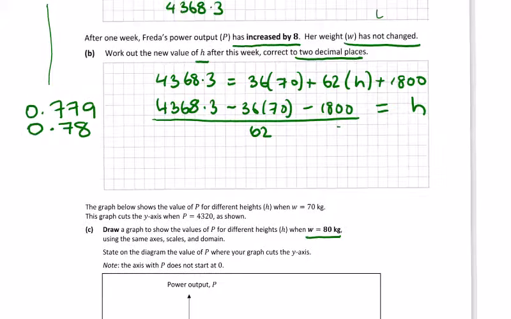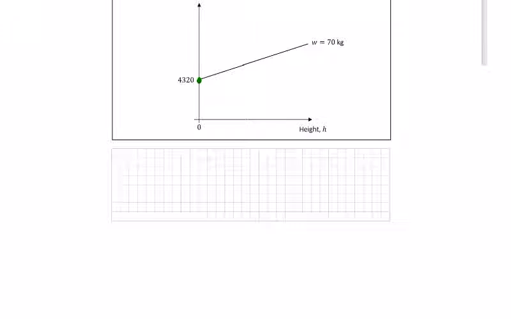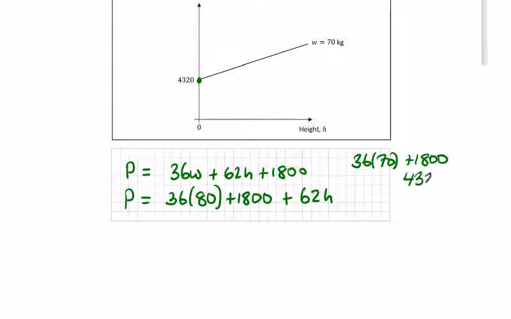Okay, let's look back at the formula. 36W plus 62H plus 1800, and then we have a weight of 80. So the power output for someone with a weight of 80 is 36 times 80. The 62H we leave off to the right here, and we'll bring the 1800. So we can see 36 by 70 plus 1800 will give me the 4320.